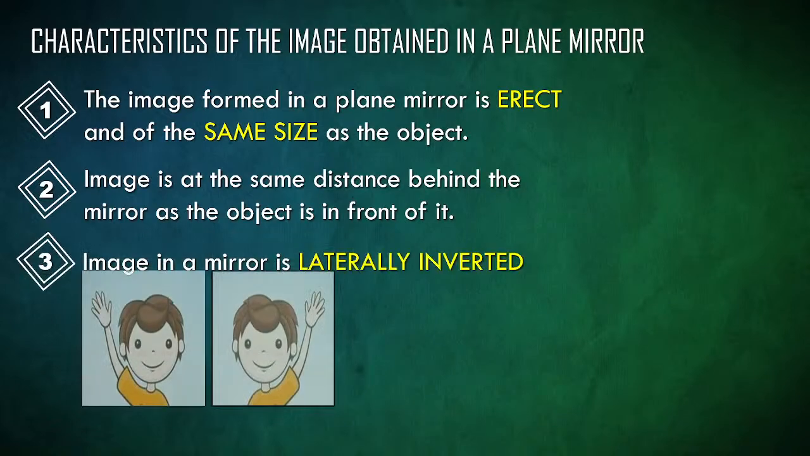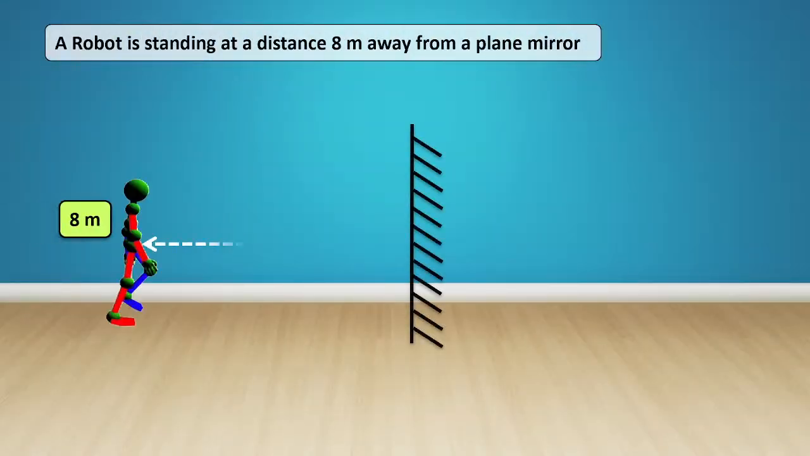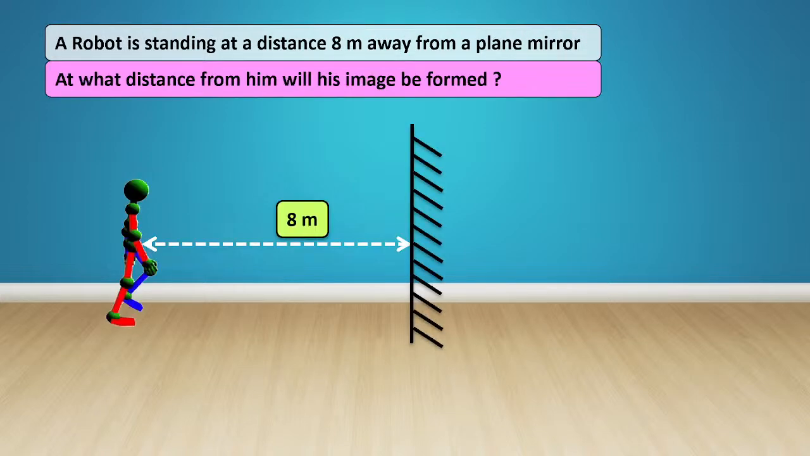Okay, next, third point. The image in the mirror is laterally inverted. Yes or no? So your right hand becomes left and left hand becomes right. Okay, so maybe you have experienced these things while taking selfies. When you take a selfie, everything is laterally inverted. So there also the logic of the plane mirror works. Imagine a robot is standing at a distance of 8 meters away from a plane mirror. Okay, this is the robot standing in front of the mirror. So tell me, the image of the robot in the plane mirror will be at how much distance?